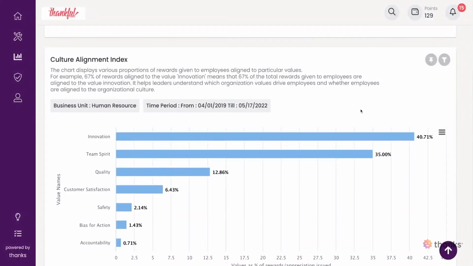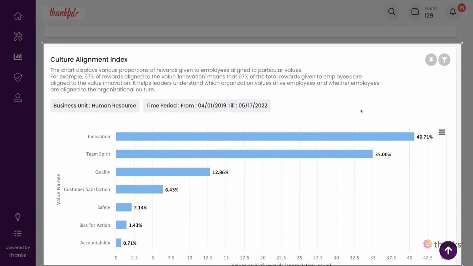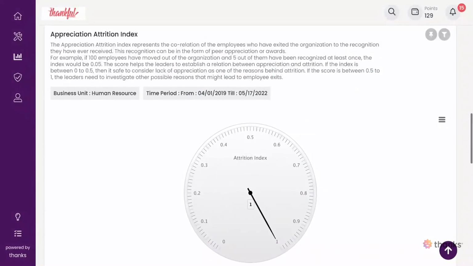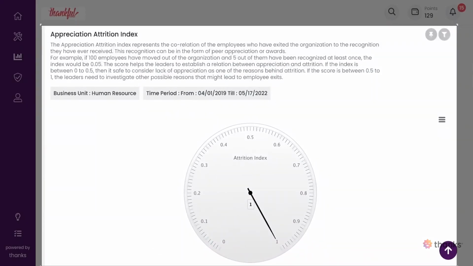The Culture Alignment Index helps us to understand how aligned the recognition program is to your company values. The Appreciation Attrition Index helps us to understand the correlation between appreciation and attrition in the organization.